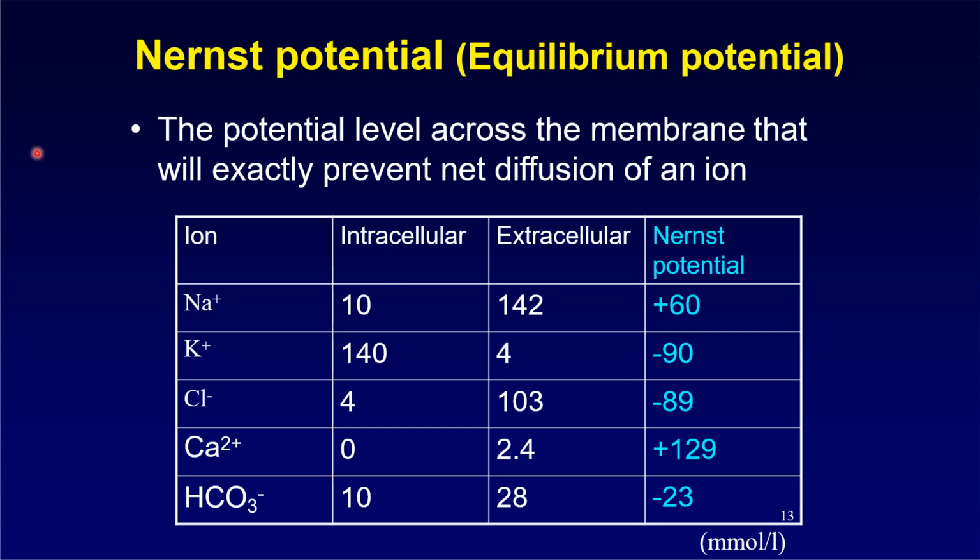So as I have told you already, the various Nernst potentials for the ions are like this. Sodium plus 60, potassium minus 90, chloride minus 89 or minus 70 as a nearer value, calcium plus 129, bicarbonate minus 123. So the Nernst potential is a potential level across the membrane that will exactly prevent the net diffusion of an ion.